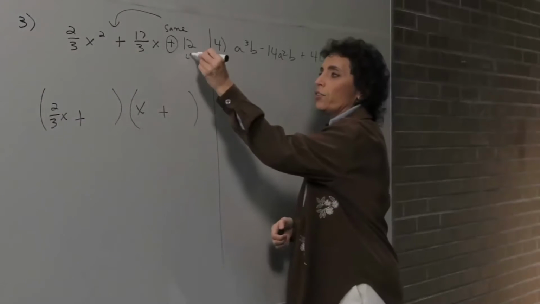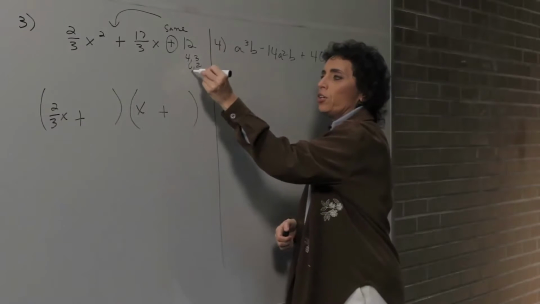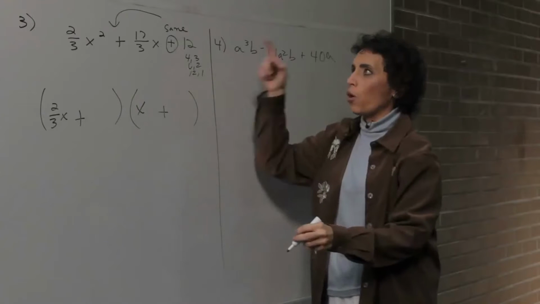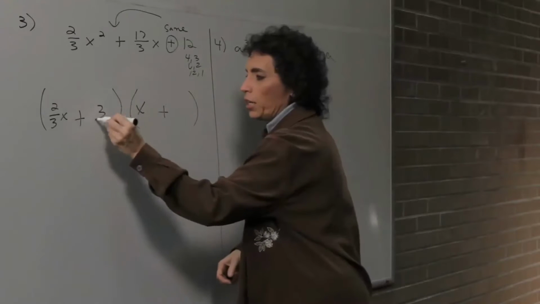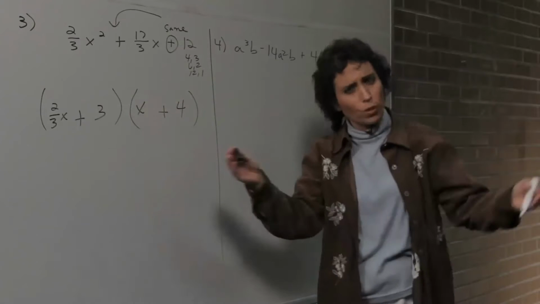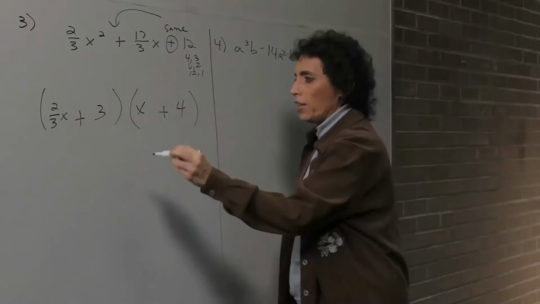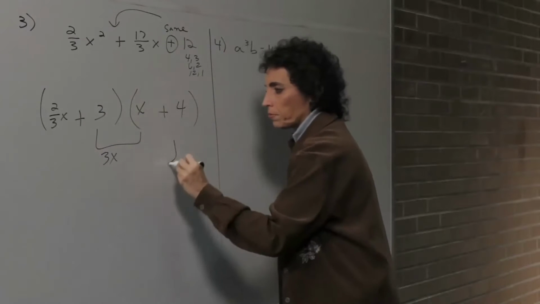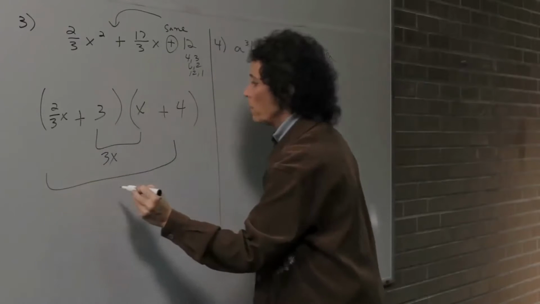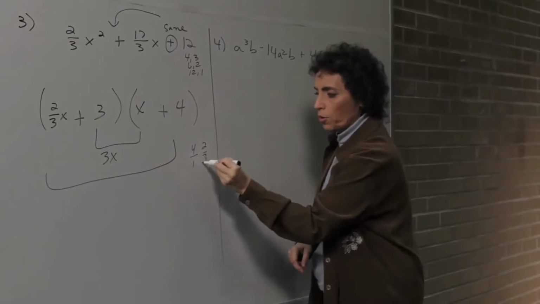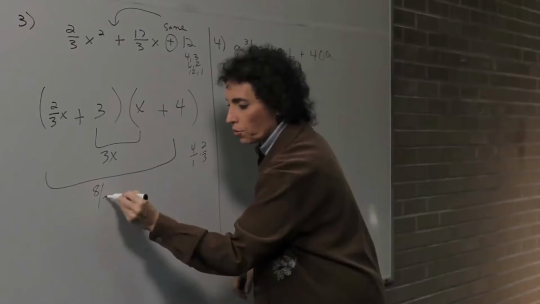For the 12, I can do 4 and 3, 6 and 2, 12 and 1. I'm going to do 4 and 3. So I'm going to try the 3 here and the 4 here. Now I'm going to check my middle term. This is 3x and a positive 4 times 2/3. 4 times 2/3 is 8/3 x.